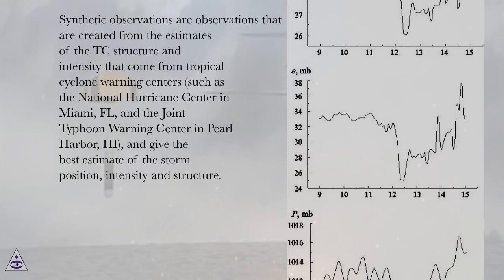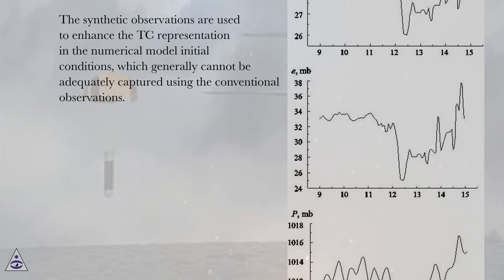Synthetic observations are observations that are created from the estimates of the TC structure and intensity that come from tropical cyclone warning centers, such as the National Hurricane Center in Miami, Florida, and the Joint Typhoon Warning Center in Pearl Harbor, Hawaii, and give the best estimate of the storm position, intensity and structure. The synthetic observations are used to enhance the TC representation in the numerical model initial conditions, which generally cannot be adequately captured using the conventional observations.